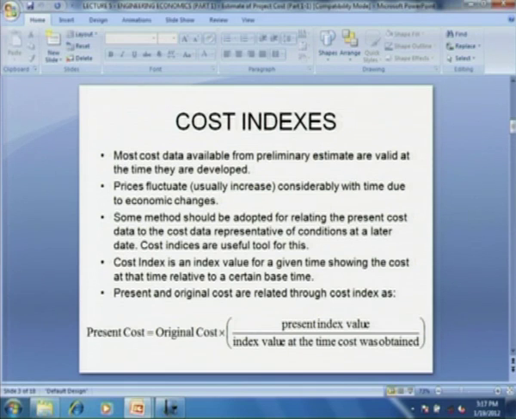Cost index is an index value for a given time showing the cost at that time relative to a certain base time. The present and original cost are then related through the cost index as: present cost is equal to original cost times present index value divided by the index value at the time when cost was obtained. So, this is basically a relation for obtaining the present cost from the previous costs.